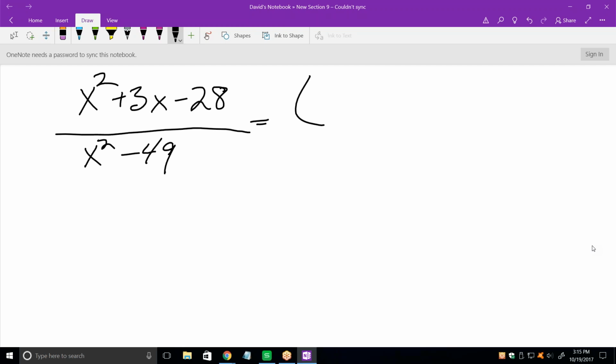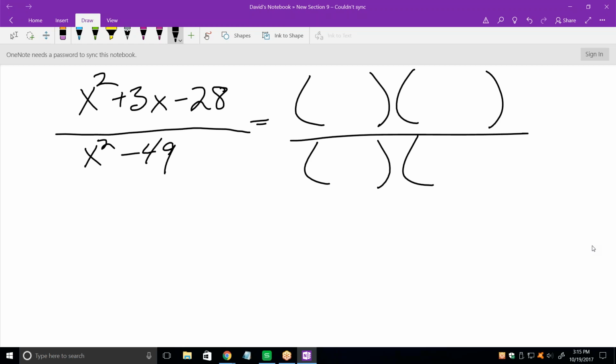Again, a factoring problem. Both top and bottom. Now, the top is a typical factoring problem where you have both an x squared, an x, and a constant. So we're going to factor that like we did everything else. What's the next step? Hold on. Actually, the next step is figure out what both signs are.